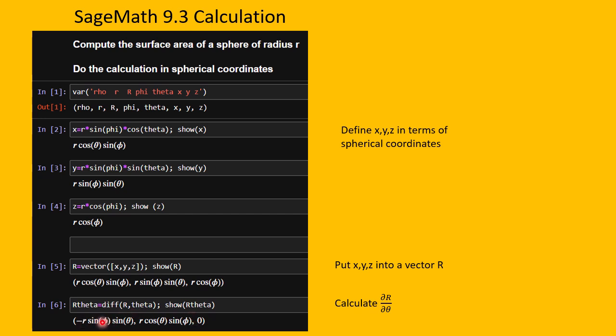We can see that pretty easily. We can verify that by looking up here. Here's the vector r. If you differentiate each of these three components with respect to theta, let's see, the derivative of cosine theta is minus sine theta. So the derivative of this component is just minus r sine theta sine phi.